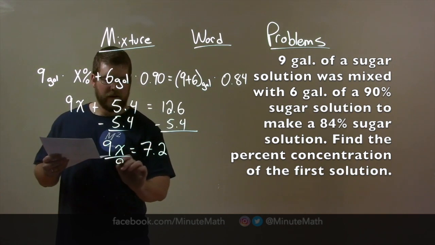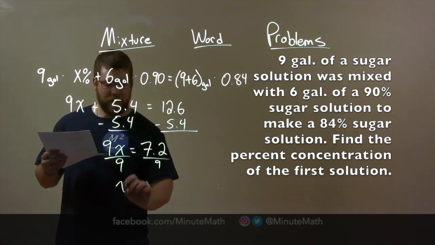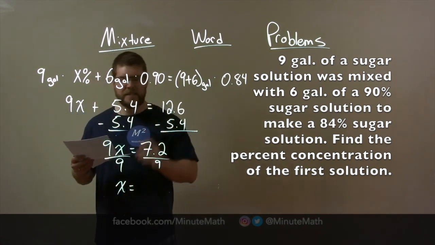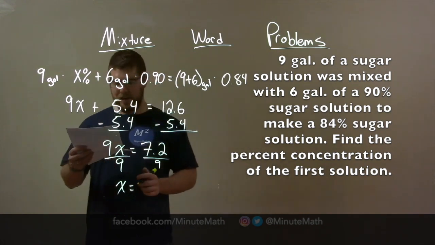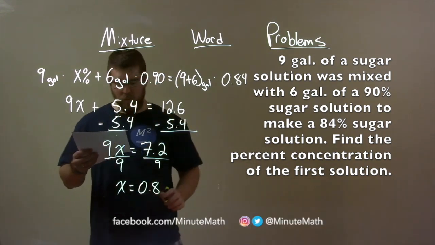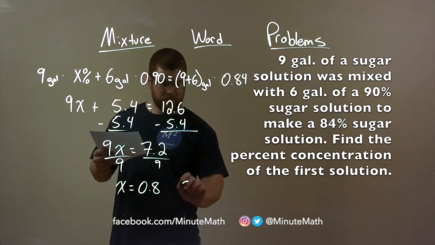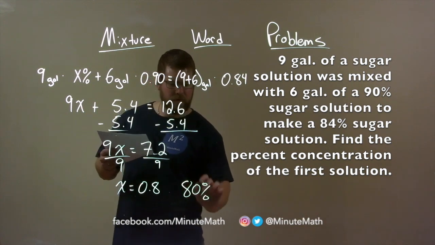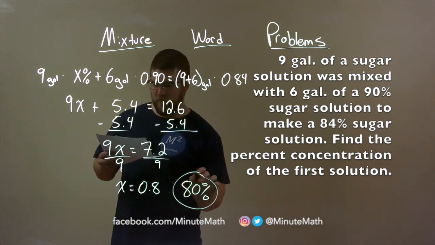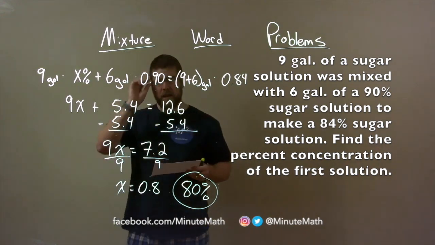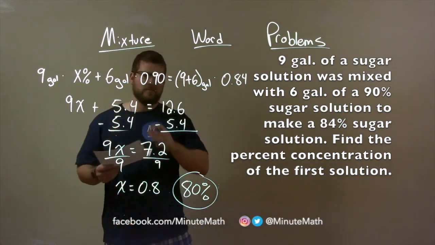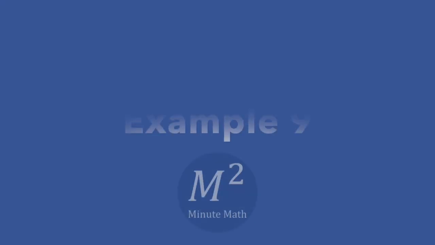Divide both sides by 9. And we're left with x completely by itself. 7.2 divided by 9 is a decimal of 0.8, which is, as a percent, 80%. And so our final answer here, the first solution contained 80% sugar solution.